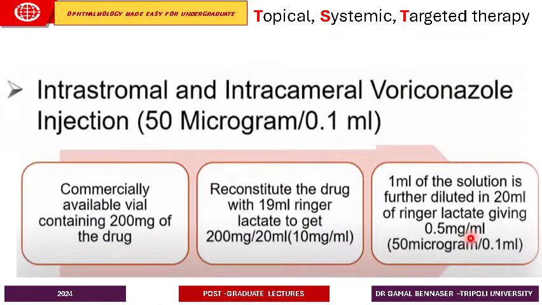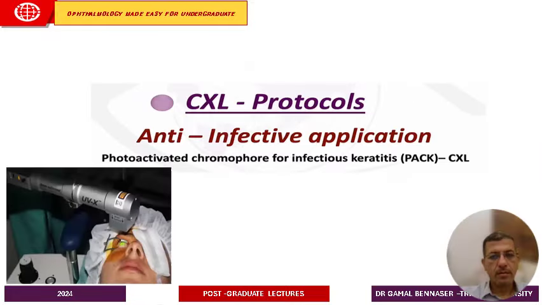So how can we prepare the intrastromal voriconazole? The dose for intrastromal voriconazole is 50 microgram per 0.1 ml. So if the vial contains 200 milligram, you add 19 or 20 cc. So you will have 200 milligram per 20 cc, that's 10 milligram per ml. Then take 1 ml from this solution and add it to 20 ml. So you will have 0.5 milligram per ml, or 50 microgram per 0.1 ml. So this is the dose for intrastromal injections of voriconazole. And in a previous video, I showed how to do the intrastromal injections.